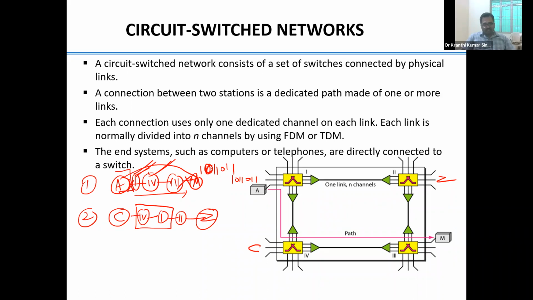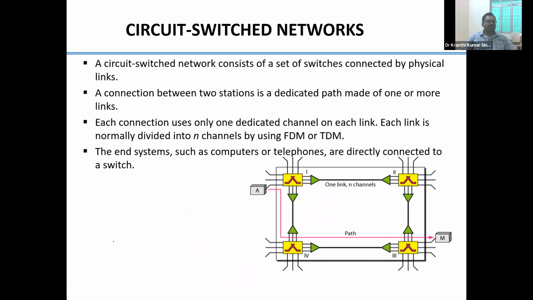So when data transmission between A and M is completed, this connection is released. When it is released, these two are available to C and Z. They start the sending path from C to Z, a dedicated path from C to Z, for some time only. Once the data transmission is completed, it is again terminated, and again established. That is the concept of circuit switching. Do you understand this or any doubts?